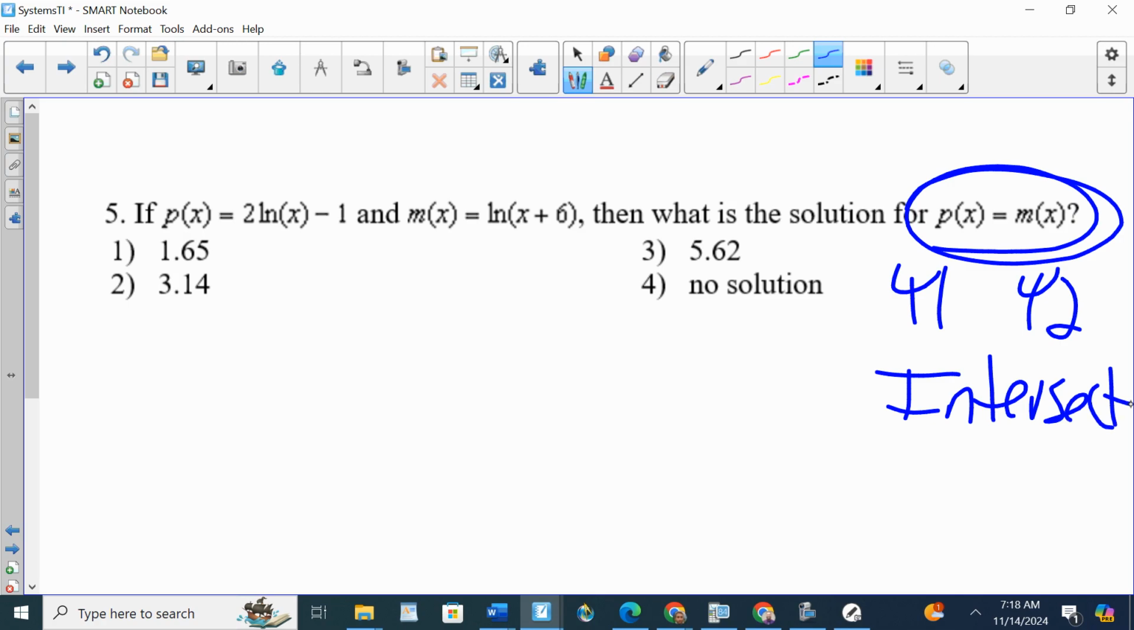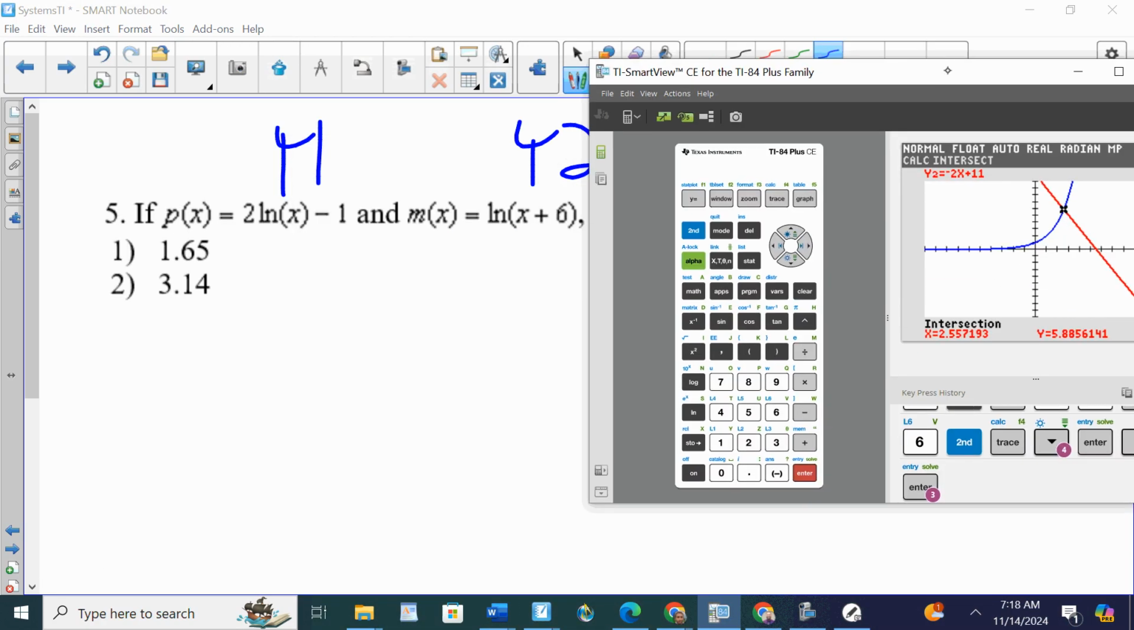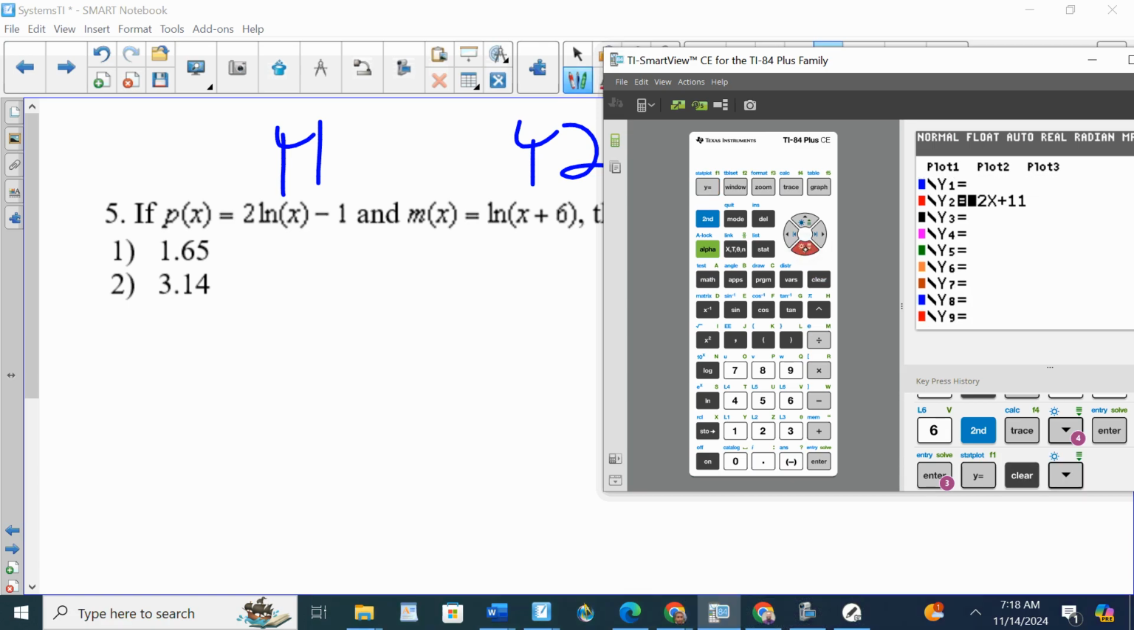So I'm going to go to my calculator. I'm going to type one function into y1. I'm going to type the other into y2. Now, we haven't seen ln yet, but it doesn't really matter. It's just a matter of pressing a button at this point. We're going to talk about log and ln later on in the course. So ln is on the left-hand side, above the store button, which we should be familiar with. So we hit 2 ln x minus 1. And then y2 is ln x plus 6.